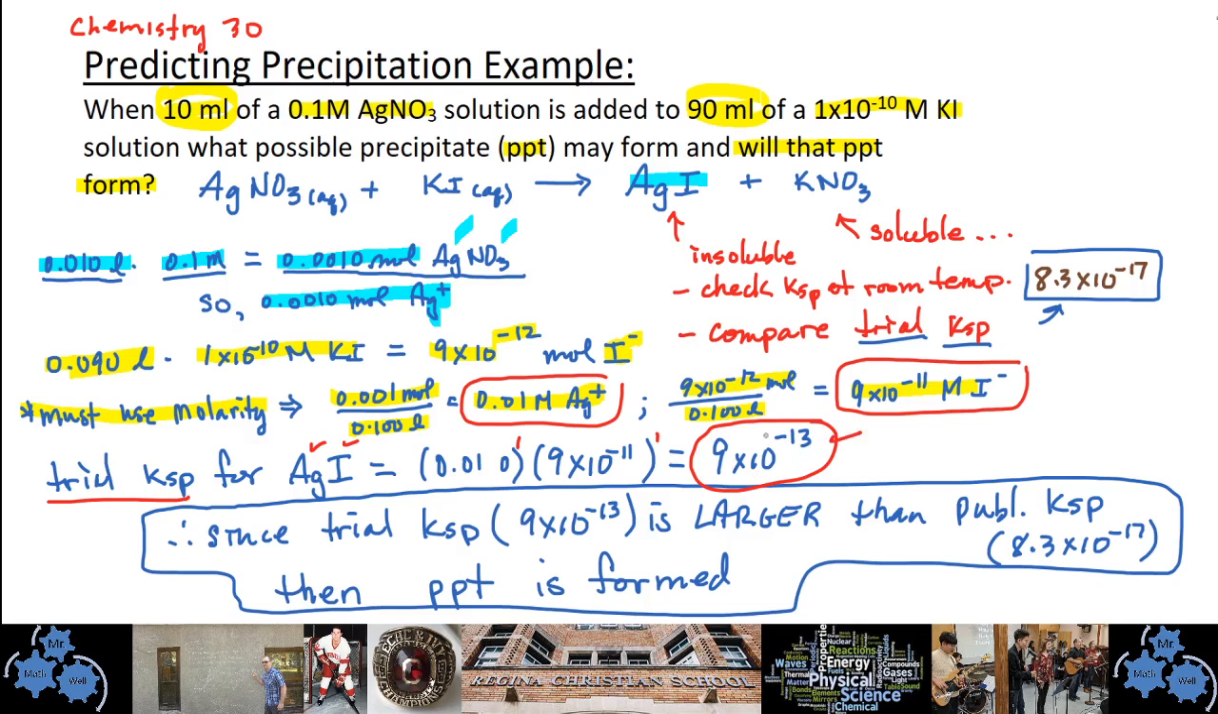And so you want to compare now this trial KSP with this published KSP right here. And of course, this is times 10 to the negative, times 10 to the negative. So the larger number here is going to be, the smaller exponent here is going to be greater, right? 9 times 10 to the negative 13 is larger than 8 times 10 to the negative 17. That means there's a lot more zeros in front of this. So since the trial KSP is larger than the published KSP, then a precipitate forms. So that's the full answer to this question here. That's the kind of question you're going to get on your test. And yeah, I hope that helps.